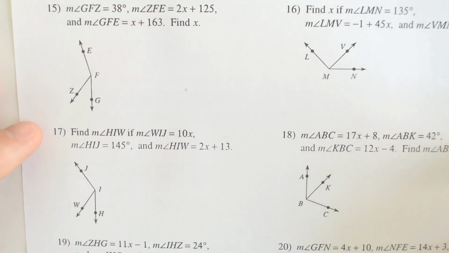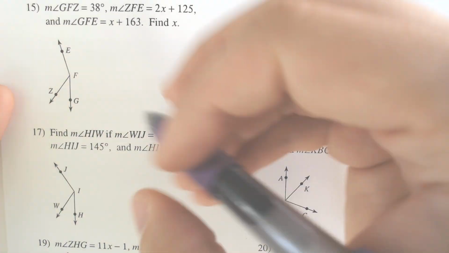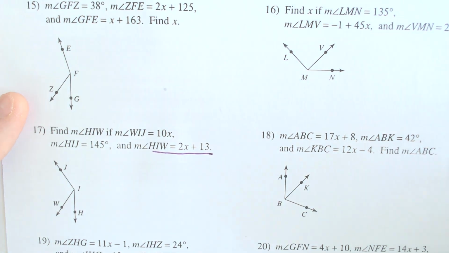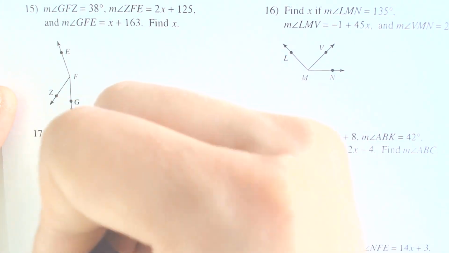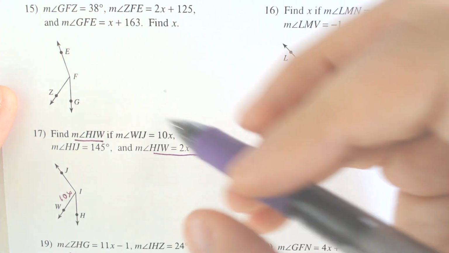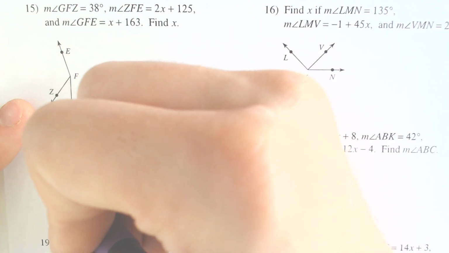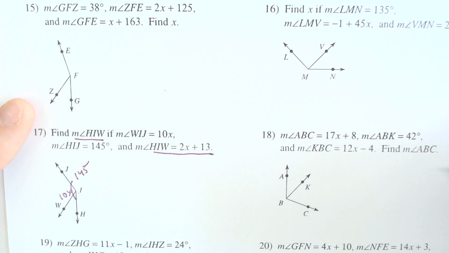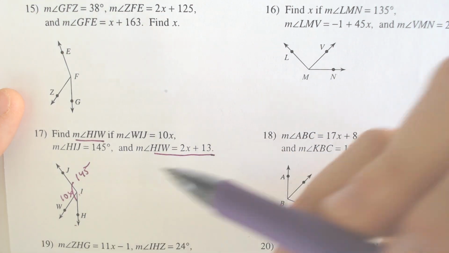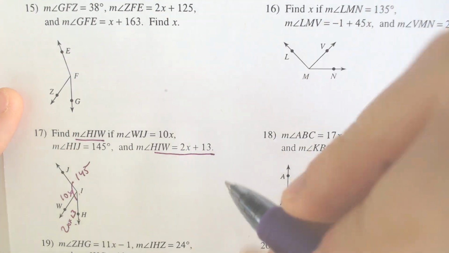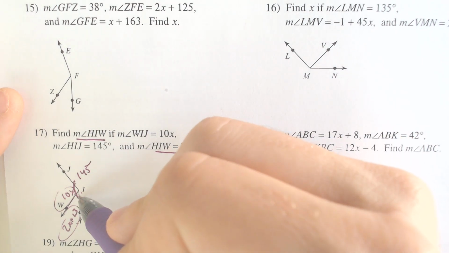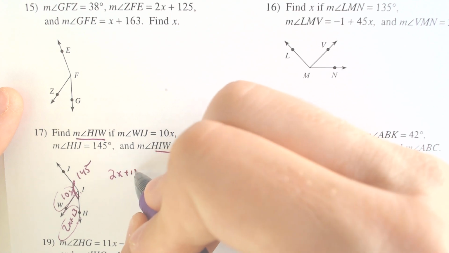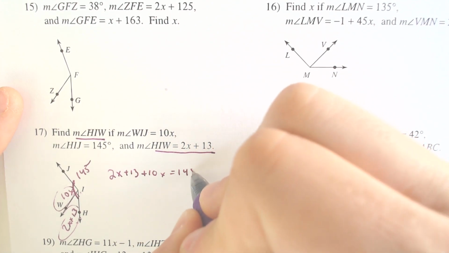All right. Last but definitely, certainly not least, we are finding angle HIW. So let's plug in everything we got. We got angle WIJ. WIJ is 10x. We got angle HIJ, which is the entire thing, so I'm going to do the entire thing with a 145. And then angle HIW is 2x plus 13. We have to add up these two smaller parts that I just circled to equal the entire thing, when the entire thing is 145. So we got 2x plus 13 and 10x has to add to 145.